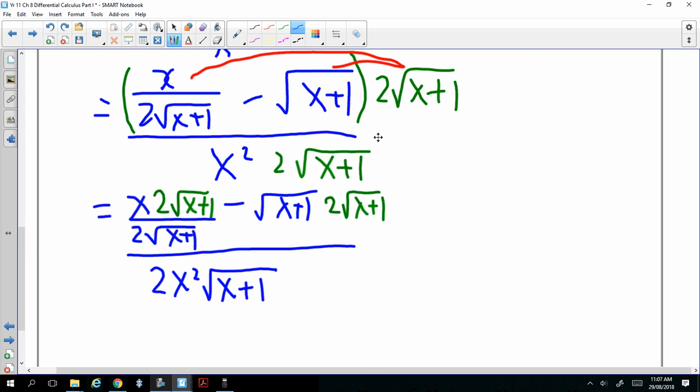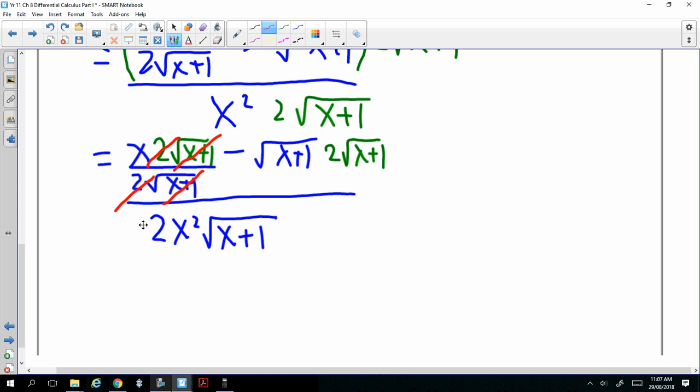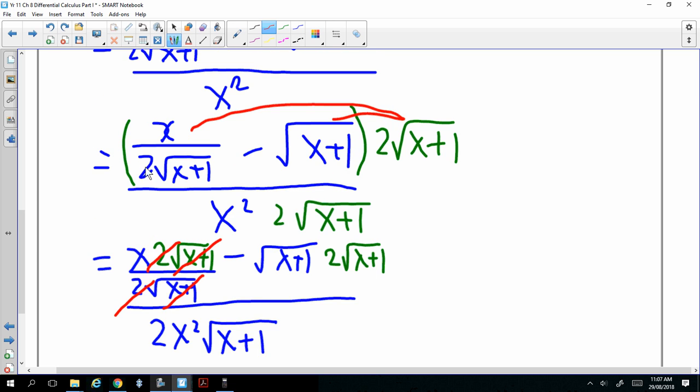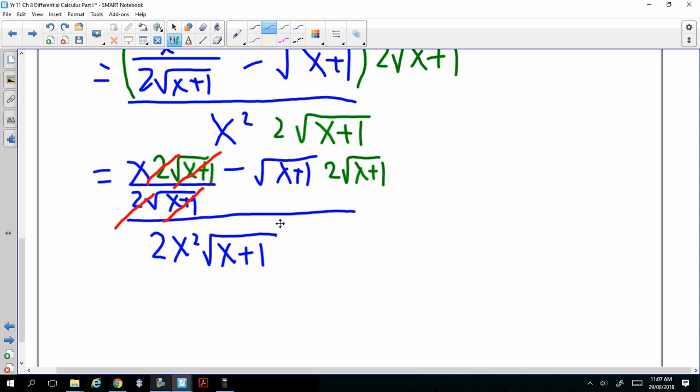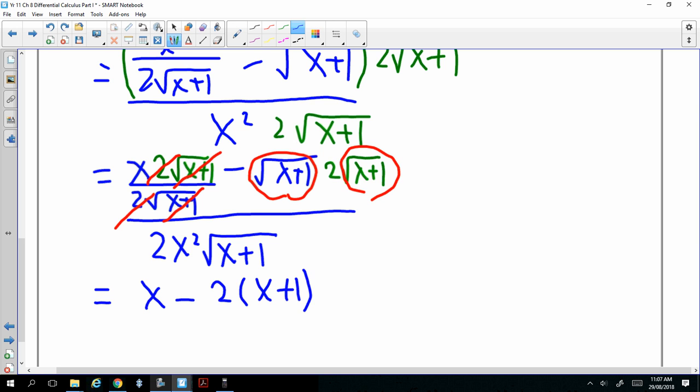Okay, so what do you do? You can cancel. See, I got rid of the fraction. 2 root x plus 1, because there's a 2 at the bottom. That's why I times by the whole thing, to get rid of the fraction. Okay, how about the second bit? What does it times become? Just x plus 1, the square root gets cancelled, so you get x minus 2 bracket x plus 1. Note the use of the bracket. The denominator stays the same.